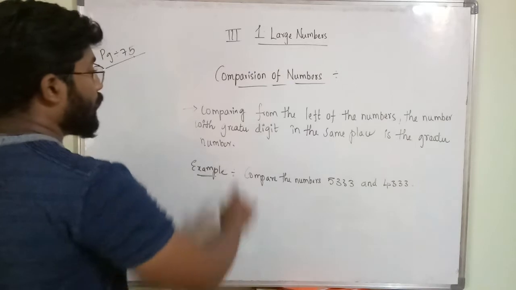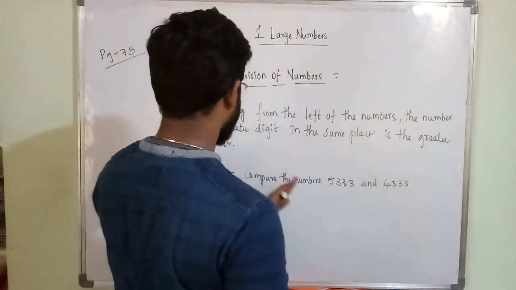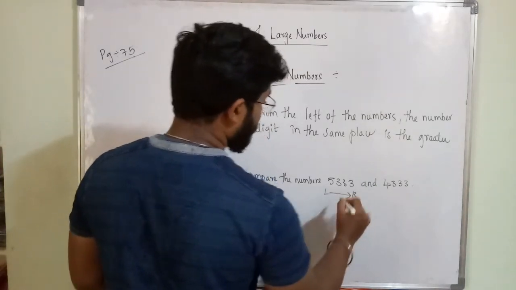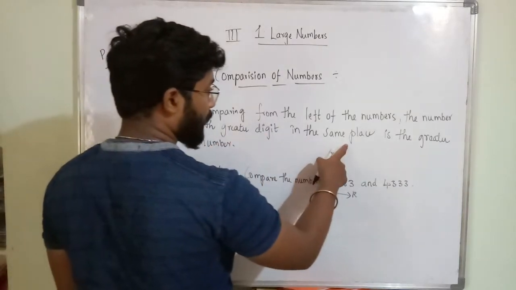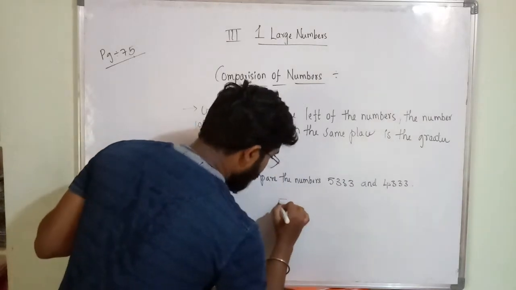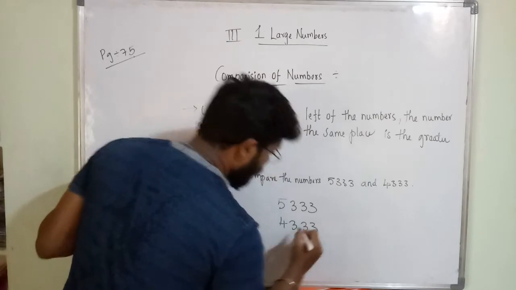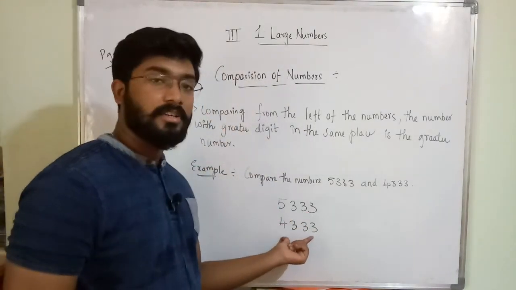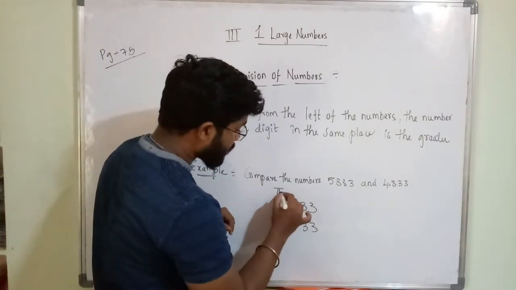Comparing from the left of the numbers, so this is from left to right now. If you are going from here left to right, the number with greater digit in the same place is a greater number. What he is telling, so 5333 is there, 4333 is there. Okay, so this is a 4-digit number and this is also a 4-digit number, but here in thousands place, this is thousands place now, ones, tens, hundreds, thousands.